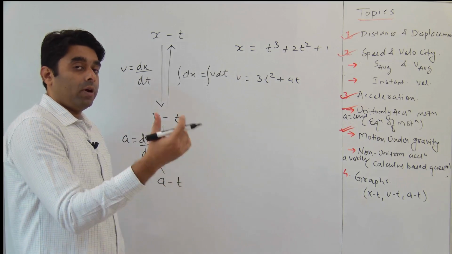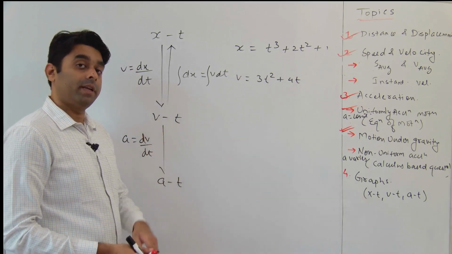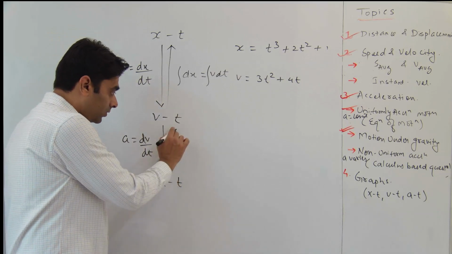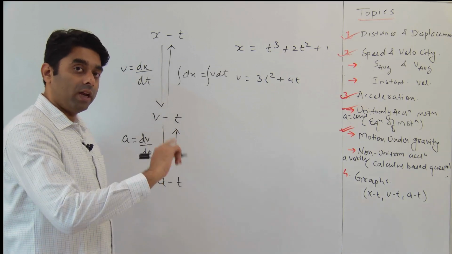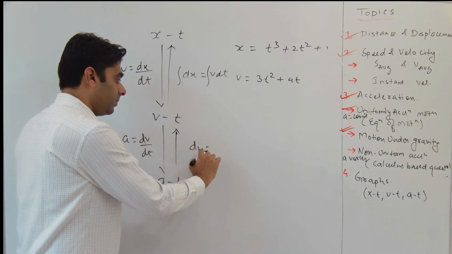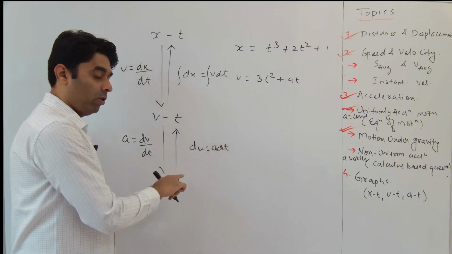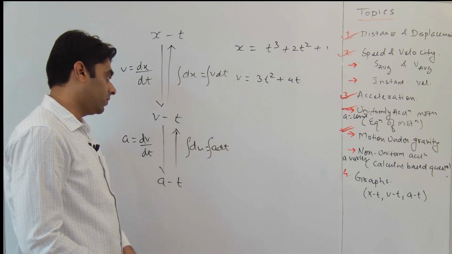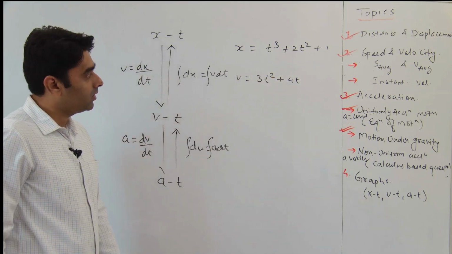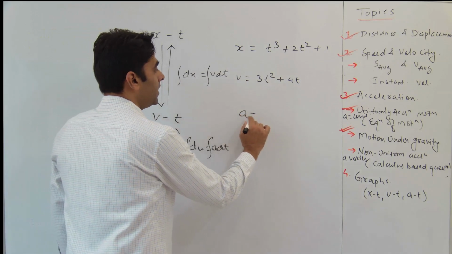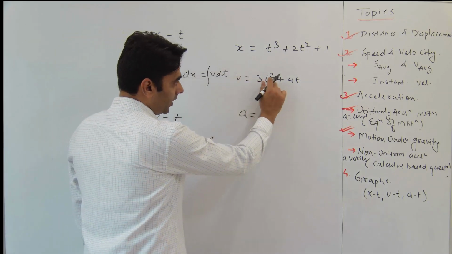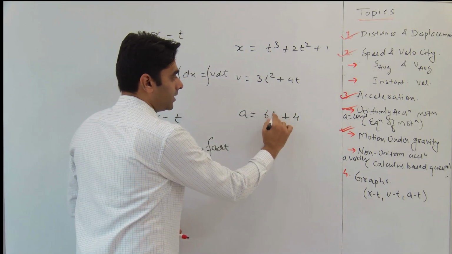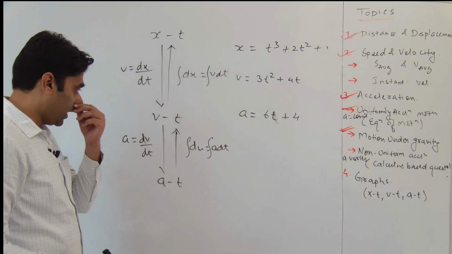Now I am talking in reverse. If you have acceleration as a function of time t and you want velocity as a function of time t, then you will have to integrate it. How? dv can be written as a dt. So velocity as a function of time t, we will get by integrating the acceleration function. For example, velocity 3t square plus 4t. So a will be dv by dt, which will come out to be 6t plus 4, right? As you can see, acceleration is varying with time.